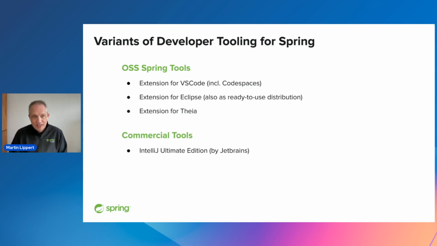Studio Code. The stuff that I'm going to show you is around Visual Studio Code. We do the same kind of open source tooling also for Eclipse, for example, or for Theia, or for Codespaces and those environments. If you are a user of IntelliJ, you can of course use IntelliJ Ultimate Edition from JetBrains, which also has great Spring tooling. We don't do special Spring tooling for IntelliJ because it's already there, so you should use that version instead. But this time we focus on VS Code.